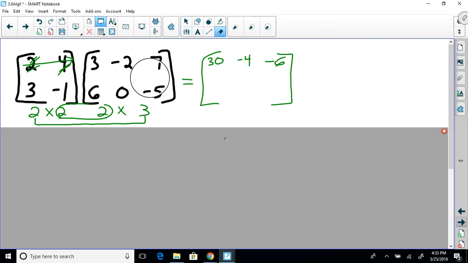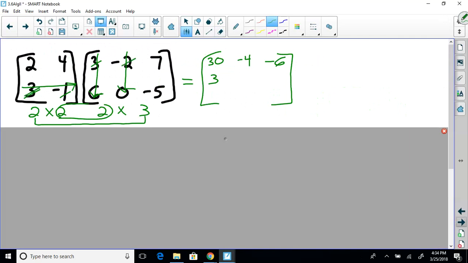And then we can go back and take the second row times the first column. 3 times 3 plus negative 1 times 6. 9 plus negative 6. Second row times the second column. 3 times negative 2 plus negative 1 times 0. Negative 6 plus 0.